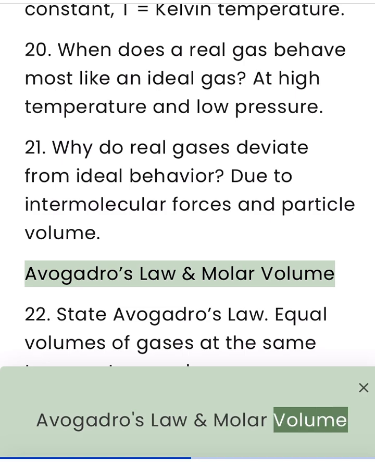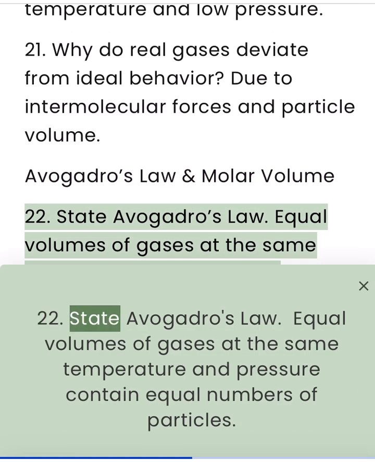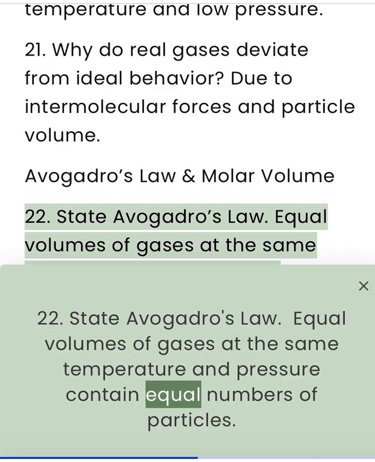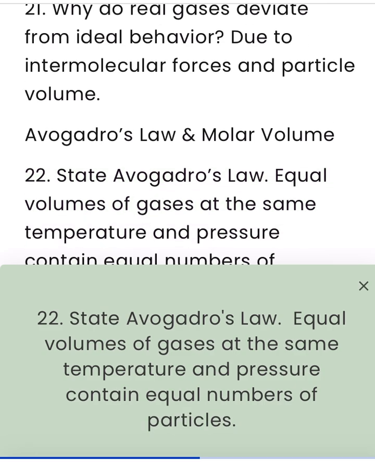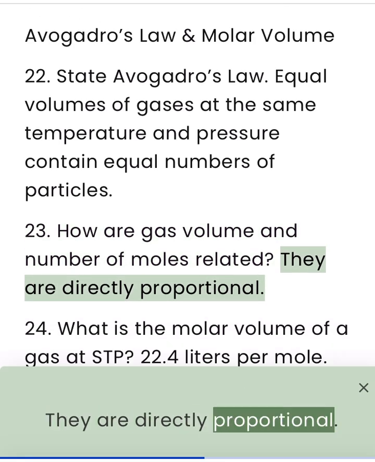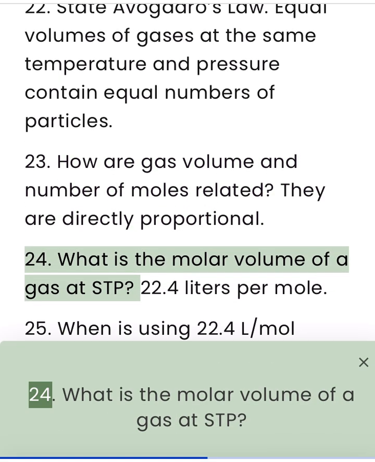Avogadro's law and molar volume. 22. State Avogadro's law. Equal volumes of gases at the same temperature and pressure contain equal numbers of particles. 23. How are gas volume and number of moles related? They are directly proportional.